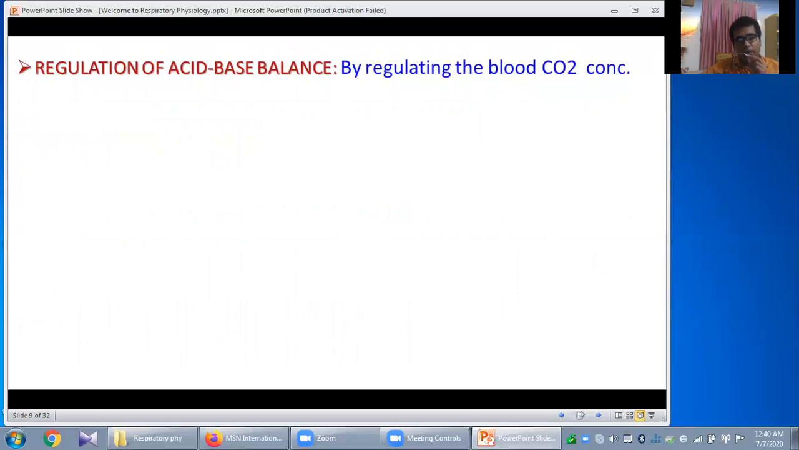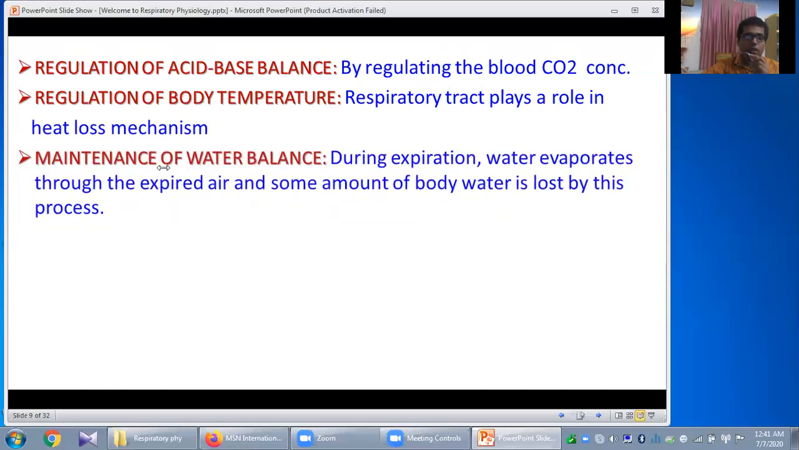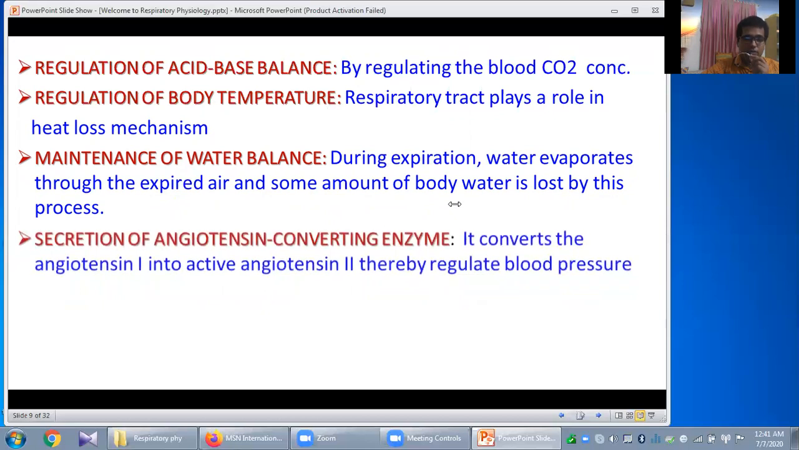Another important non-respiratory function is the regulation of acid-base balance by regulating blood carbon dioxide concentrations. Also, it helps in regulation of body temperature. The respiratory tract plays a role in the heat loss mechanism. Maintenance of water balance: during expiration, water evaporates through the expired air and some amount of body water is lost by this process. Another important function is the secretion of the angiotensin converting enzyme.